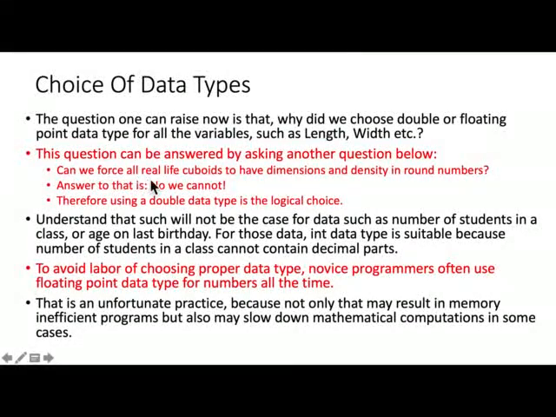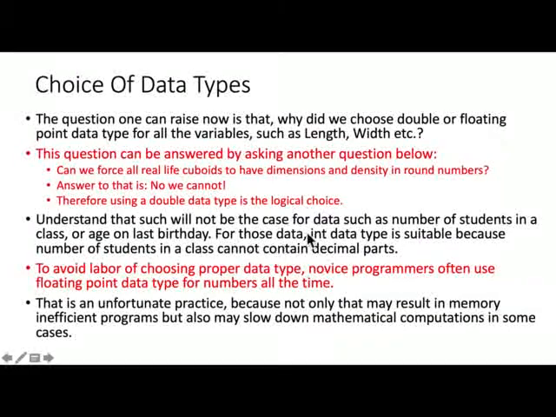Can we force all real life cuboids to have dimensions and density in round numbers? Round number means it will have only whole number, no decimal parts. Well, the answer to that is an emphatic no, we cannot. Therefore, using double data type is a logical choice.